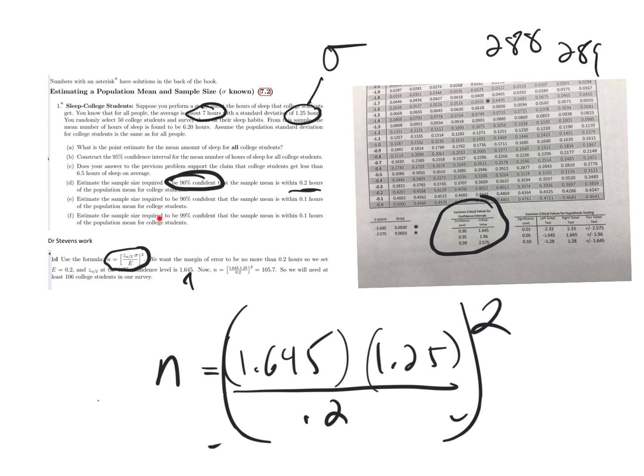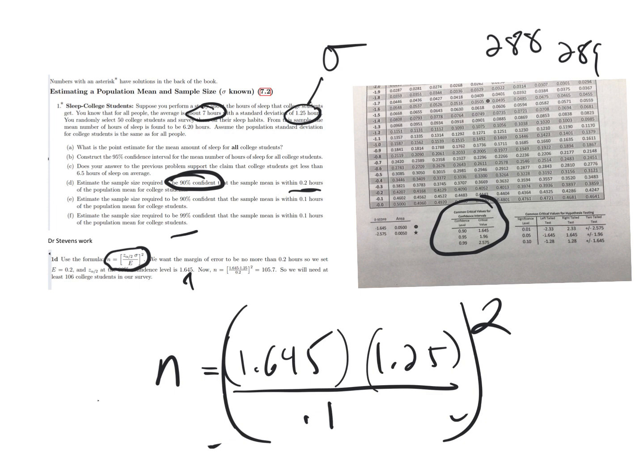Now, what's different about E? Same level of confidence, a different margin of error. So what I would have to change is make this 0.1. And of course, I didn't copy that answer. It'll be a bigger sample size because we shrunk our margin of error.